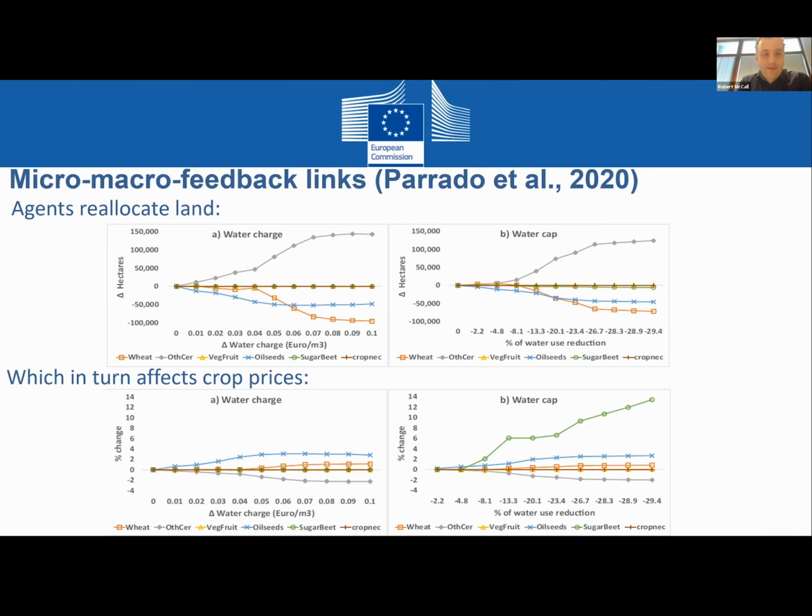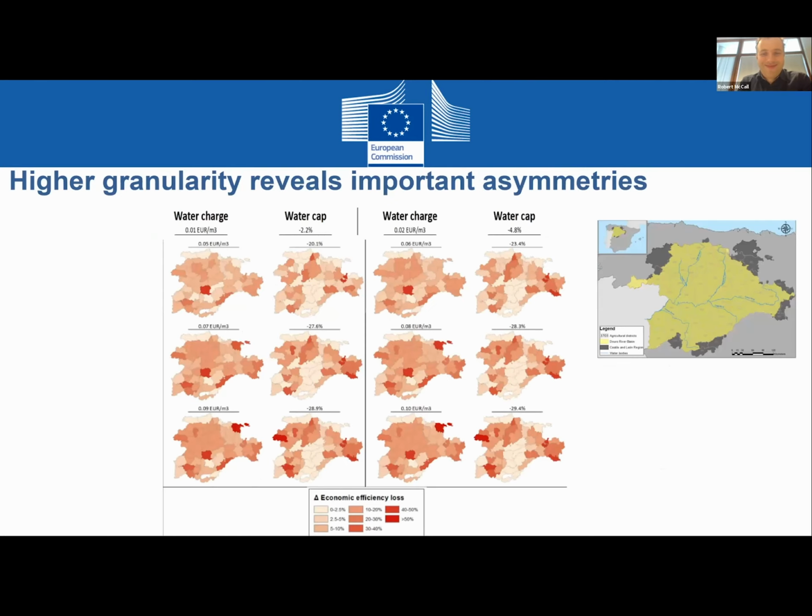And this is what explains that the surface of oil seeds at some point stops being reduced. It stays basically stable because the price has gone up and the farmer decided to keep the surface, even if it's a water demanding crop and the water charge is negatively affecting the return that you get from that crop. But as a result of the increasing prices, this is compensating the income loss and the farmer decides to stabilize the surface of that crop. This is one example. There are many others, but I don't have time to focus on that.